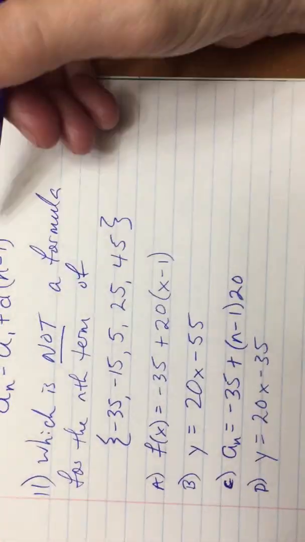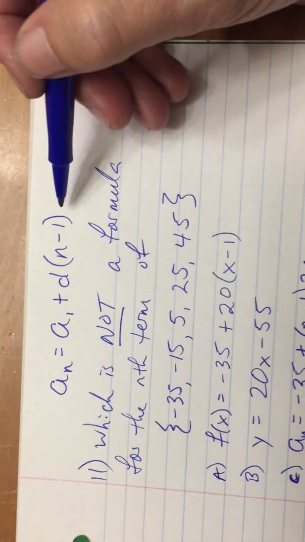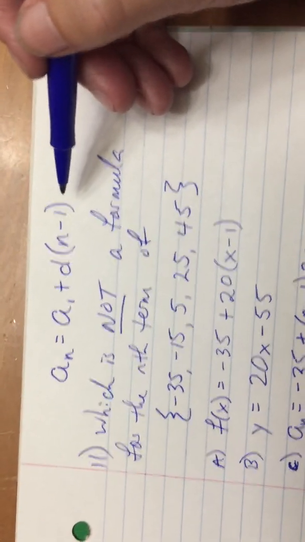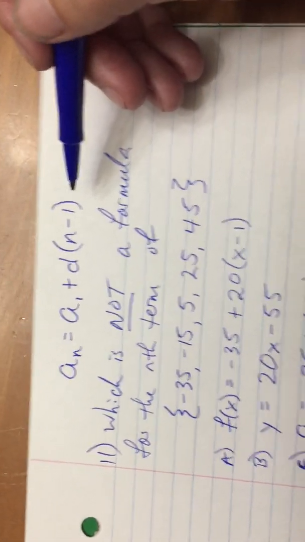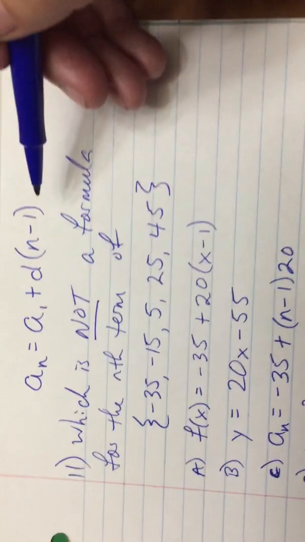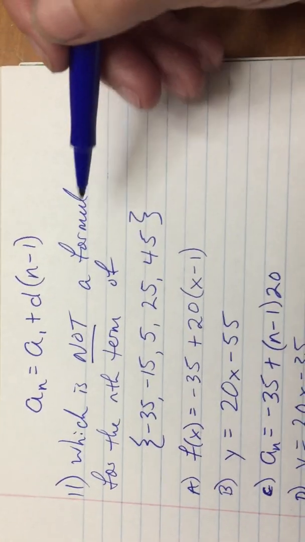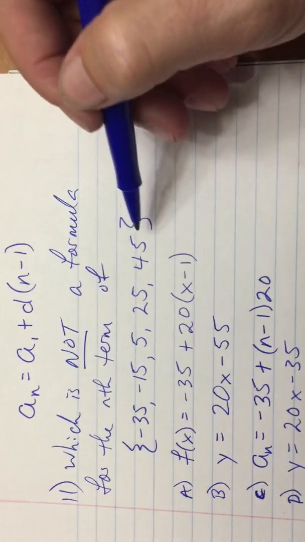Now, number 11 was a trickier sequence problem. Okay, now this appears from the posters. Remember, Unit 2 posters are on the walls and they're on the resources for you guys to look at. So make sure you go and look at these when you're doing these word problems. The question is, which is not a formula for the nth term of this particular sequence?